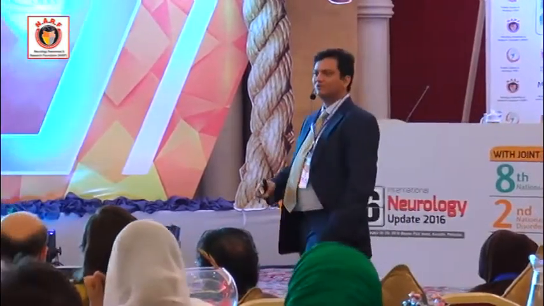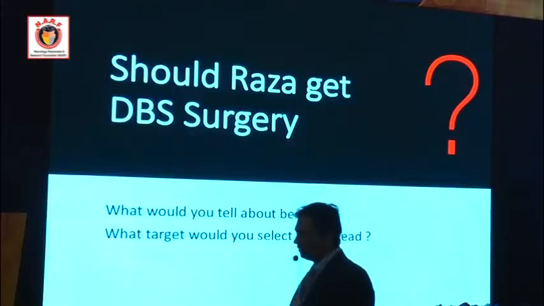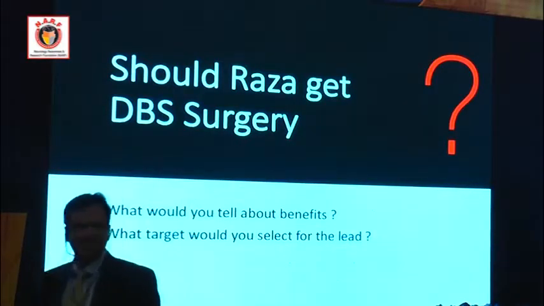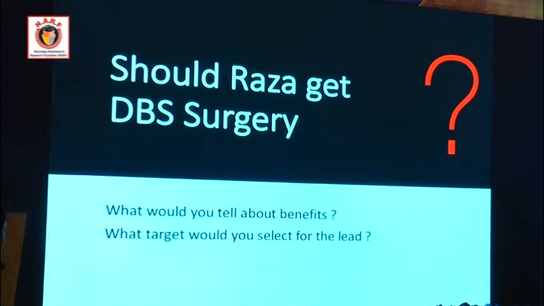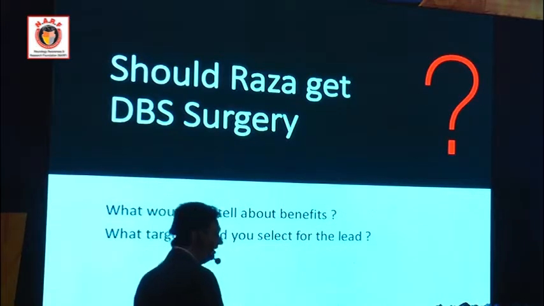So he had a significant improvement in his balance components, even though he's not having any falls, and he's not complaining of any postural instability, and his pull test was 0 on the UPDRS. So you have all this information now, and then we come to the same question. Should he get DBS surgery? What would you tell him about benefits and what target would you select for the lead?